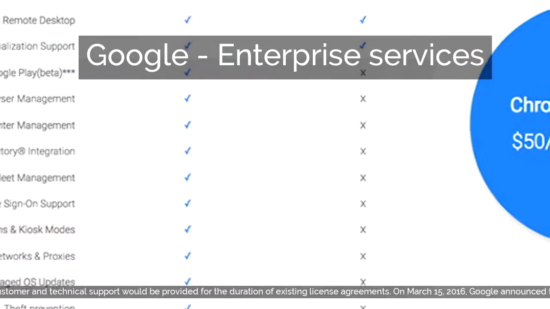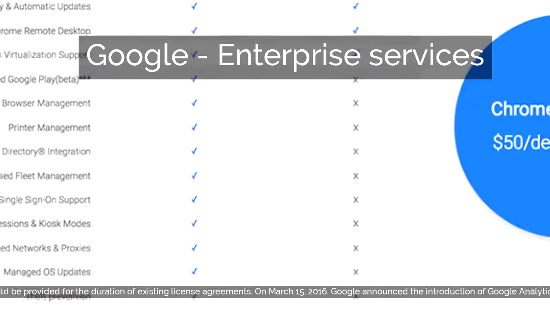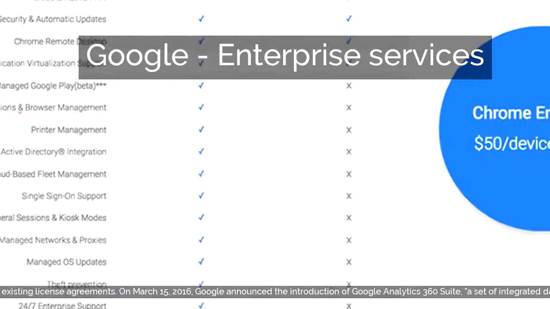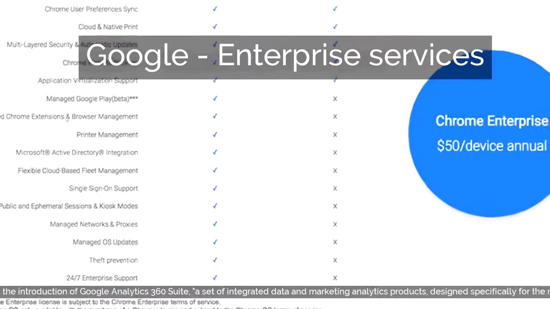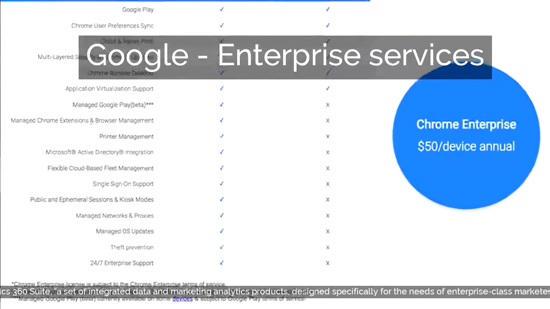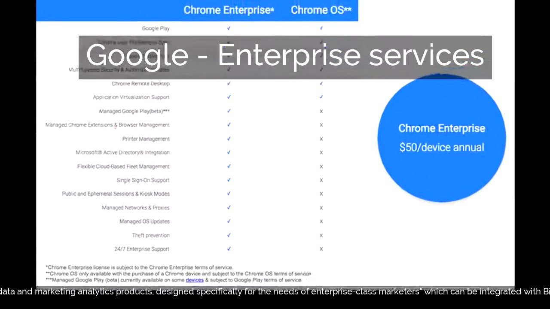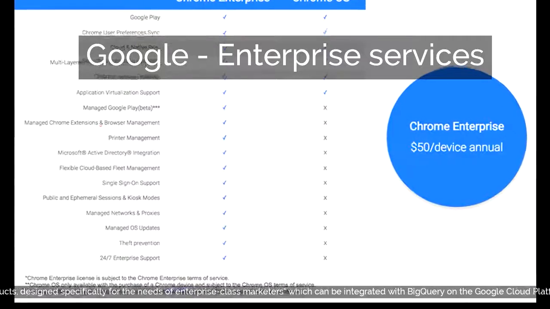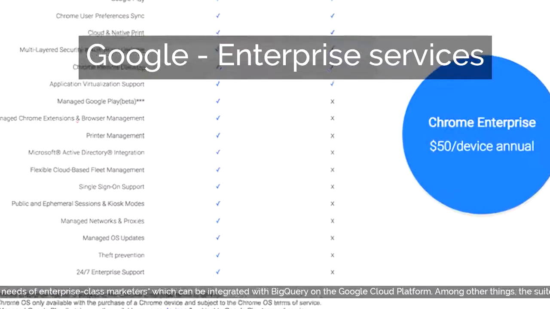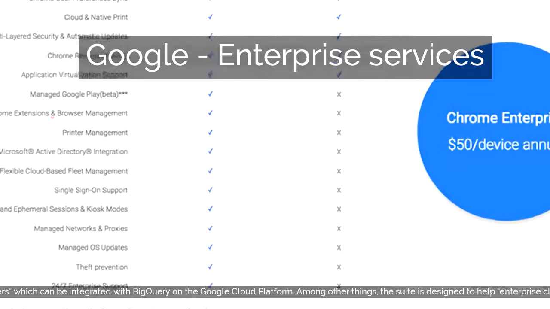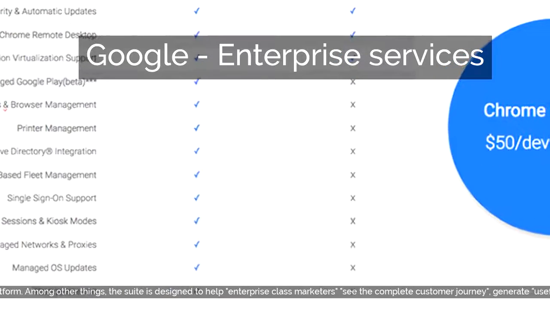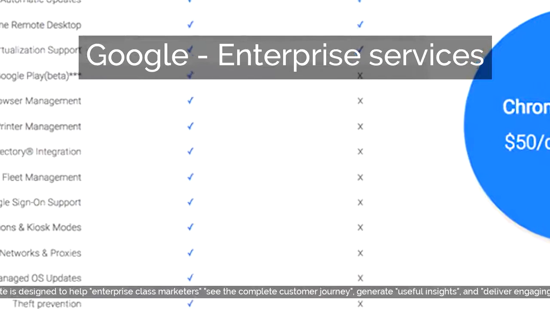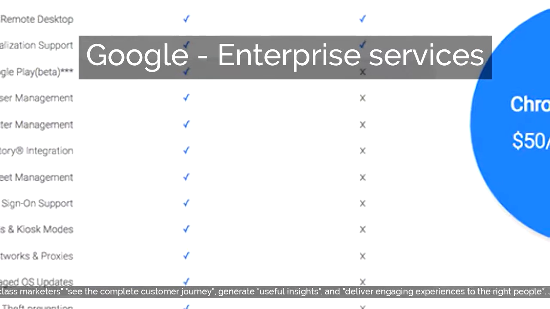On March 15, 2016, Google announced the introduction of Google Analytics 360 Suite, a set of integrated data and marketing analytics products, designed specifically for the needs of enterprise-class marketers, which can be integrated with BigQuery on the Google Cloud Platform. Among other things, the suite is designed to help enterprise-class marketers see the complete customer journey, generate useful insights, and deliver engaging experiences to the right people.